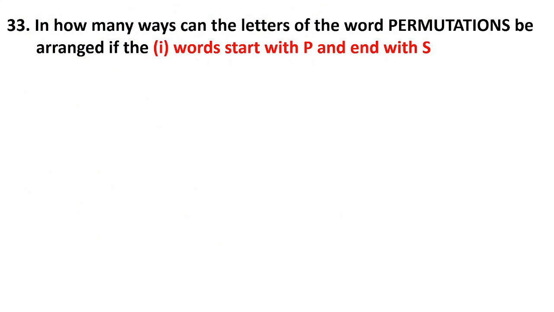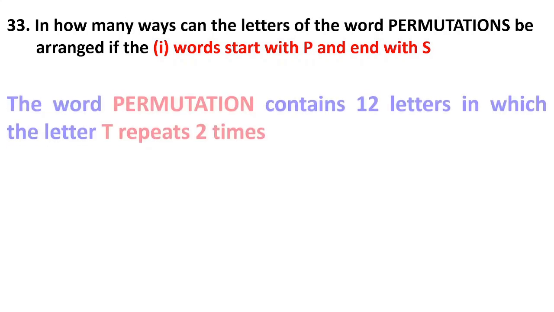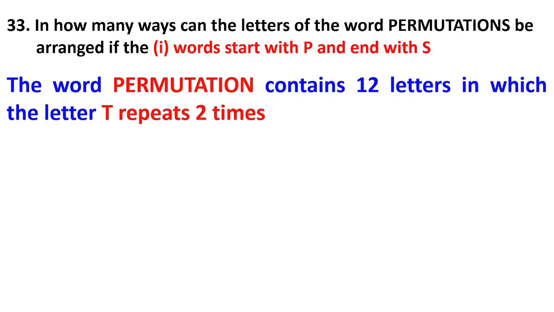Question number 33. In how many ways can the letters of the word PERMUTATION be arranged if the word starts with P and ends with S? The word PERMUTATION contains 12 letters.